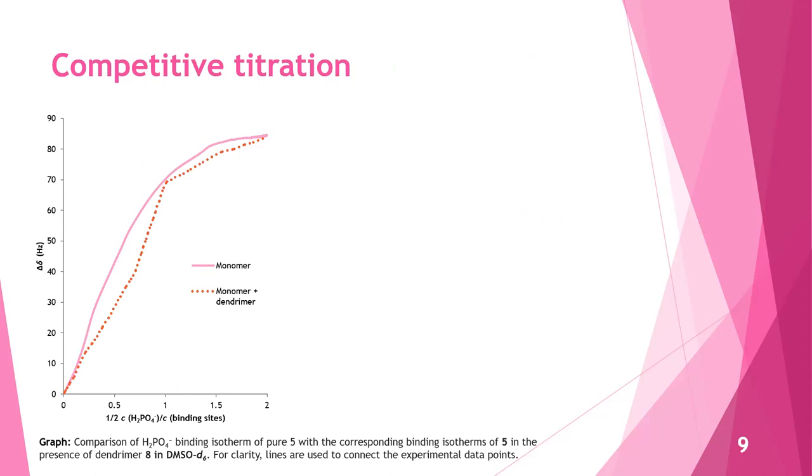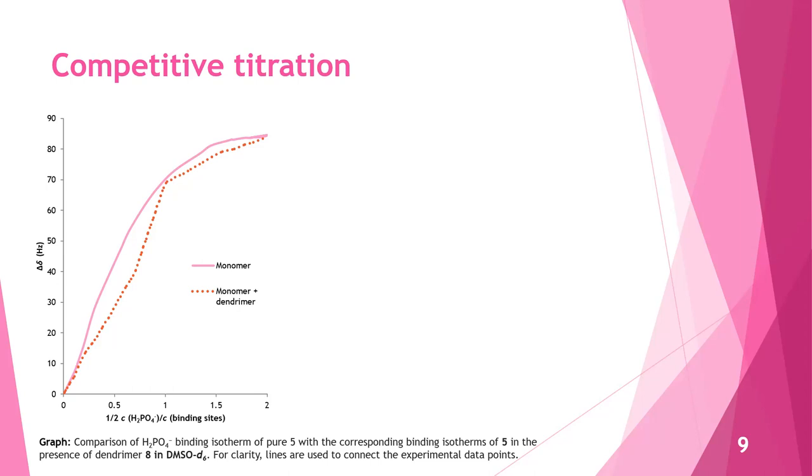So in this graph, we can see two curves. The first one, pink, corresponds to the monomer to which a defined equivalent of monobasic phosphate was added. And we can see a typical hyperbolic curve during the titration. And then we have prepared a solution where not only monomer, but also the dendrimer was present. And let's say that the theoretically same equivalence of phosphate added for the monomer unit was added in a solution, it seems that the complexation shift wasn't so pronounced.